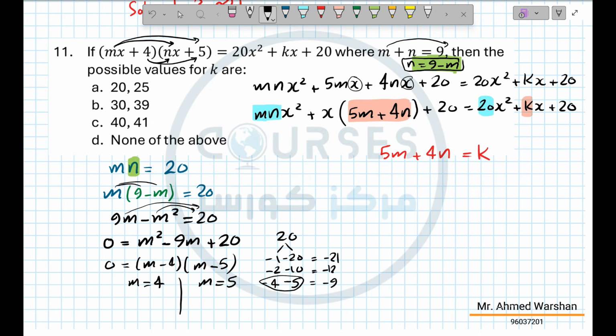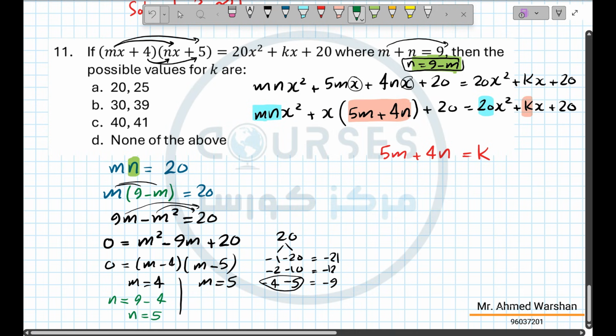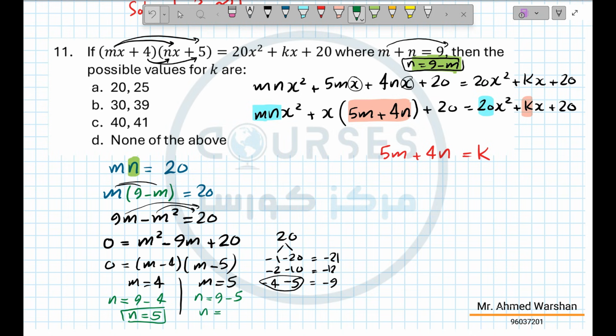You need the corresponding n. So if m is equal to 4, use this. So n will be equal to 9 minus 4. So the corresponding n would be 5. Same here, if m is 5, n is 9 minus 5, which is 4.